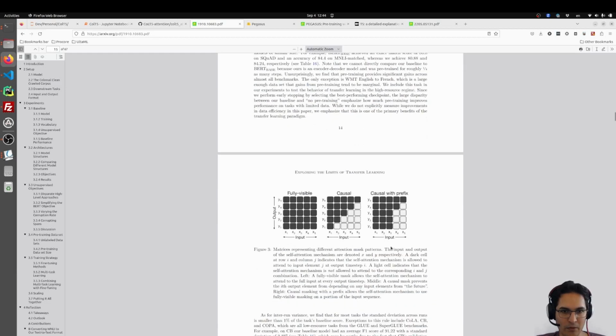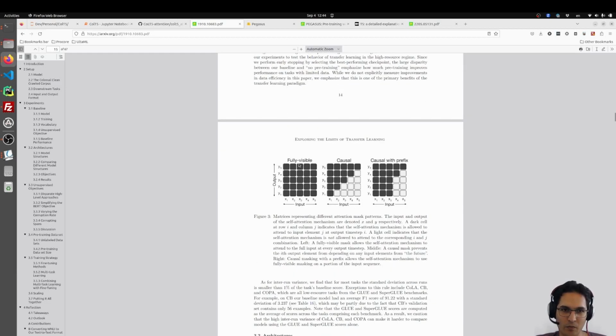For T5, if you have this kind of full visibility over the context, these are the inputs and these are the outputs. If you get the first input, you predict the first output. If you get the first two inputs, you can predict the next one. This is the causal language model. Full visibility is like BERT: you mask one of these and you say predict this one.